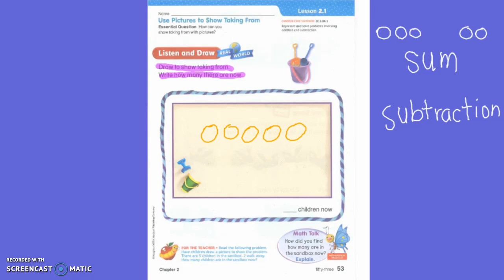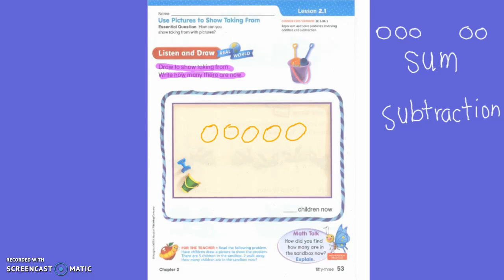2 walk away. How many children are in the sandbox now? So you should have drawn how many children? First grade? 5. Thank you, sir, for paying attention. You should have drawn 5 children. Then what did I say? 2 walk away. Are those important words? Yes, they are.